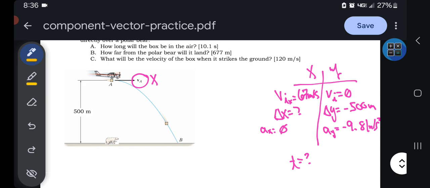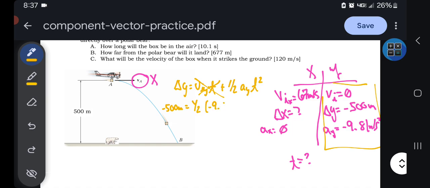Alright, so we're going to use the side that has at least 3, which is our Y. So we're going to say our delta Y is equal to velocity initial in the Y times time plus 1/2 AT squared. So delta Y, we'll plug it in, negative 500 meters. Velocity initial in the Y is 0. So 0 plus anything isn't going to change it there, so we're going to scratch that guy off.